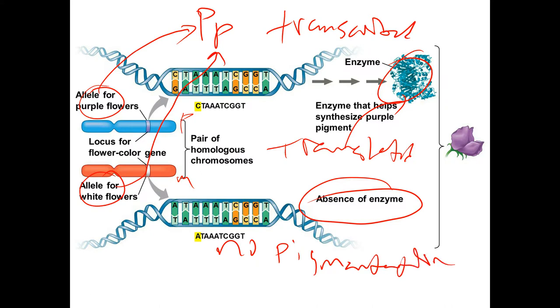In your homozygous recessive flowers, they carry two copies of the recessive allele, so they express the recessive phenotype, which is for white flowers, and they lack the enzyme needed to synthesize any pigments. So that's why they have white flower petals.